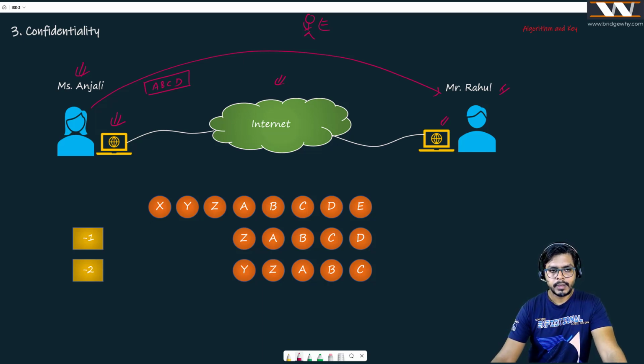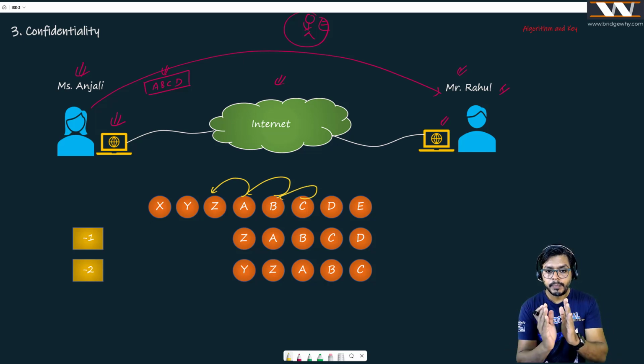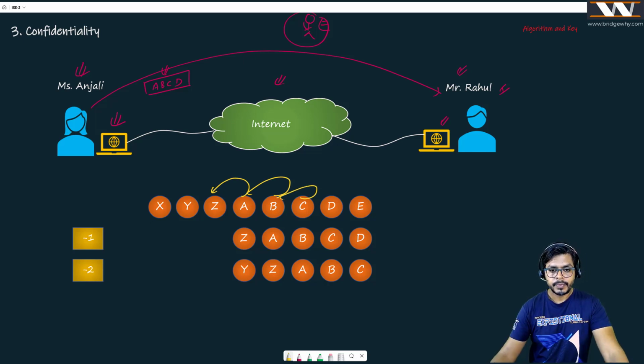If she is sending A, B, C, D, of course the intruder and Mr. Rahul can read it. So she is changing this message. She is thinking hard. She says, I will not write A as A, I will write A as Z, B as A, C as B. So one position left. If she wants to send A, B, C, D, she will be sending the message Z, A, B, C. This is my plain text message, and this is going to be my ciphertext message.